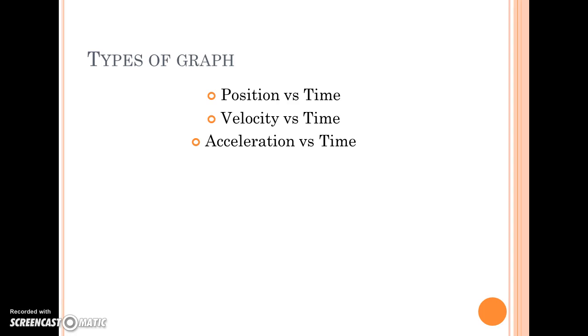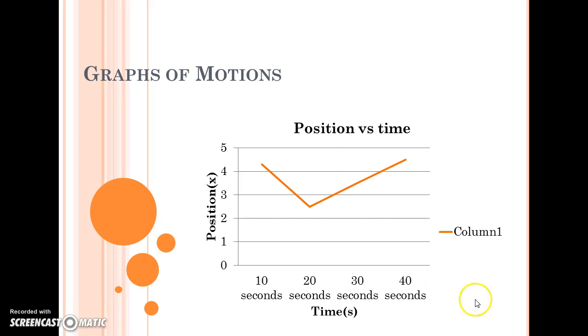So the main points that we're going to be talking about today are position versus time, velocity versus time, and acceleration versus time. On each graph, there should be a title labeling the y and the x-axis. For a position versus time graph, position should be labeled on the y-axis and time should be labeled on the x-axis. So let's get started looking at position versus time graphs.